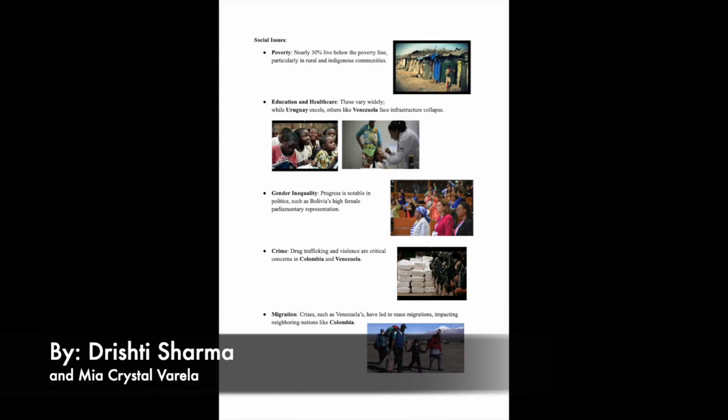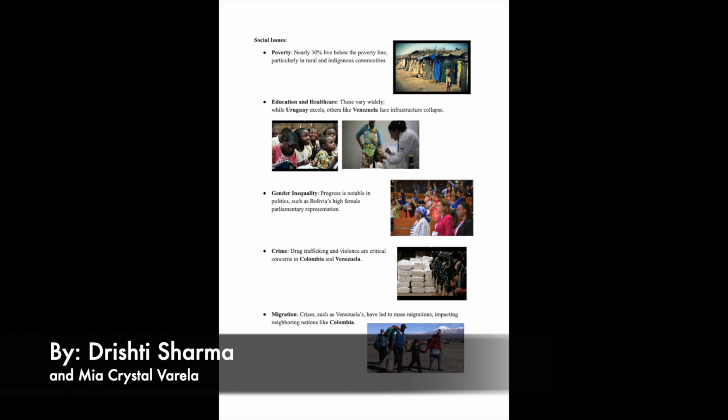Social issues. Poverty. Nearly 30% live below the poverty line, particularly in rural and indigenous communities. Education and healthcare. These vary widely. While Uruguay excels, others like Venezuela face infrastructure collapse.